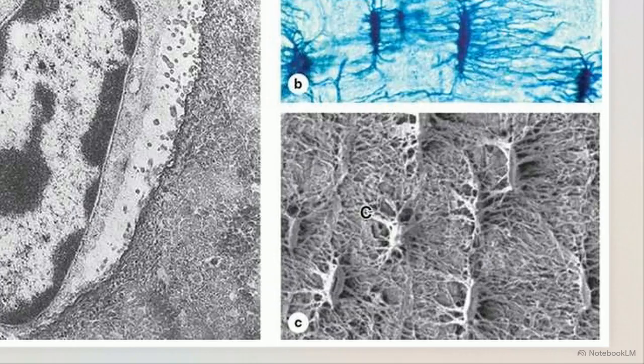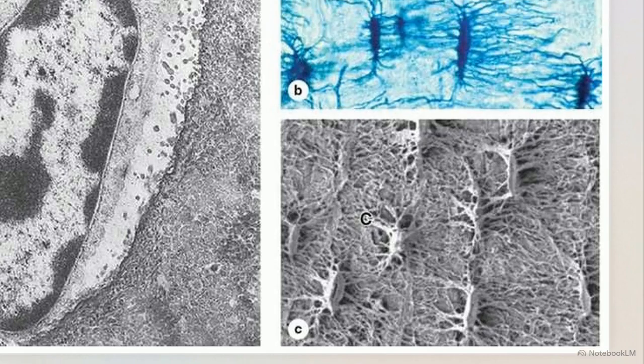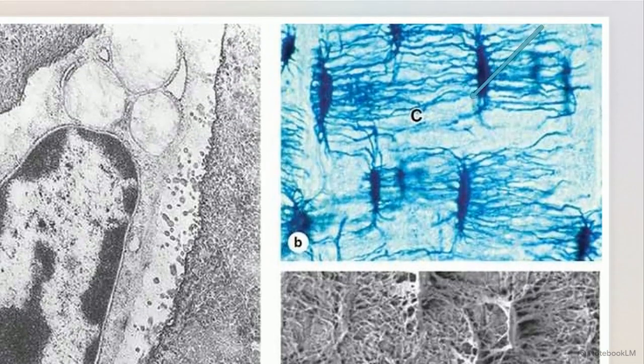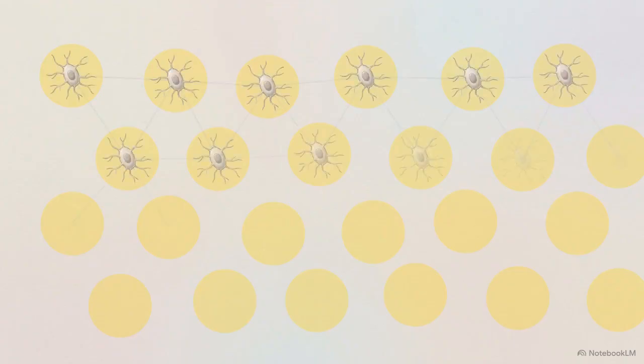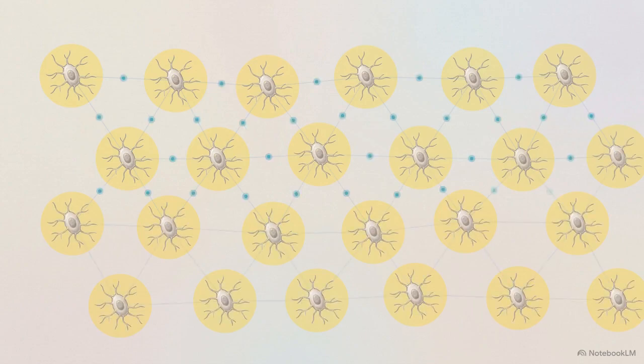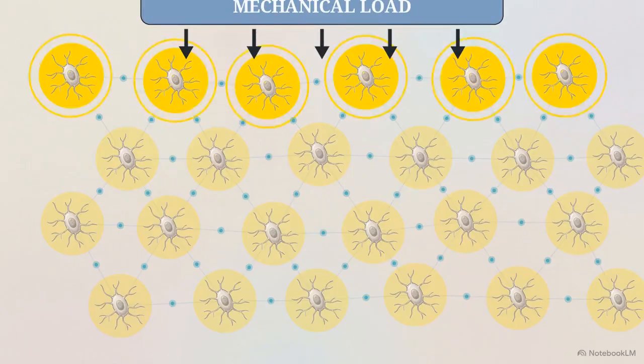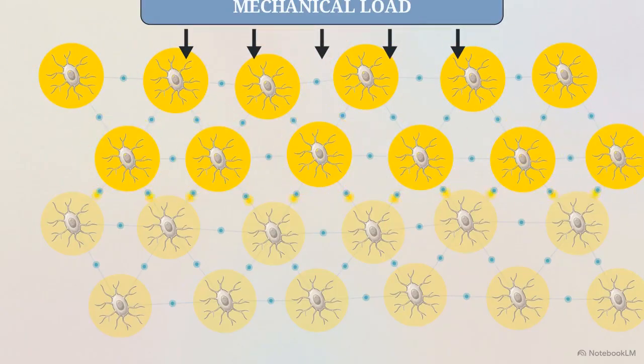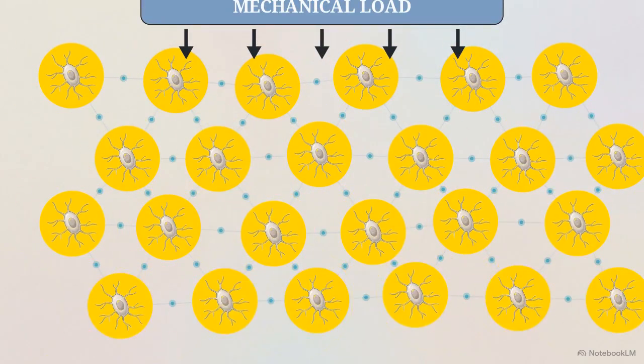In reality, the mineralized matrix is a porous, living web. As osteocytes mature, they extend long dendritic processes through tiny microscopic tunnels called canaliculi. These processes connect via gap junctions, establishing a tissue-wide communication network. This allows osteocytes to share nutrients and act as mechanical sensors, detecting physical stress to signal for structural reinforcement.